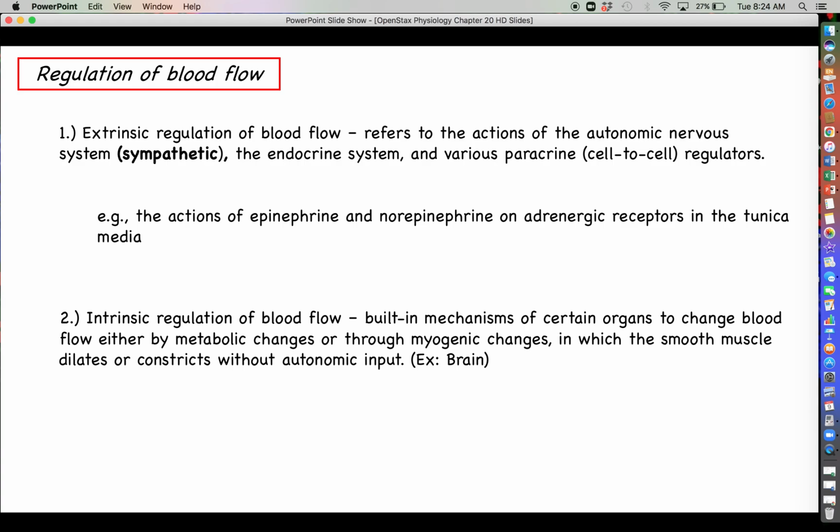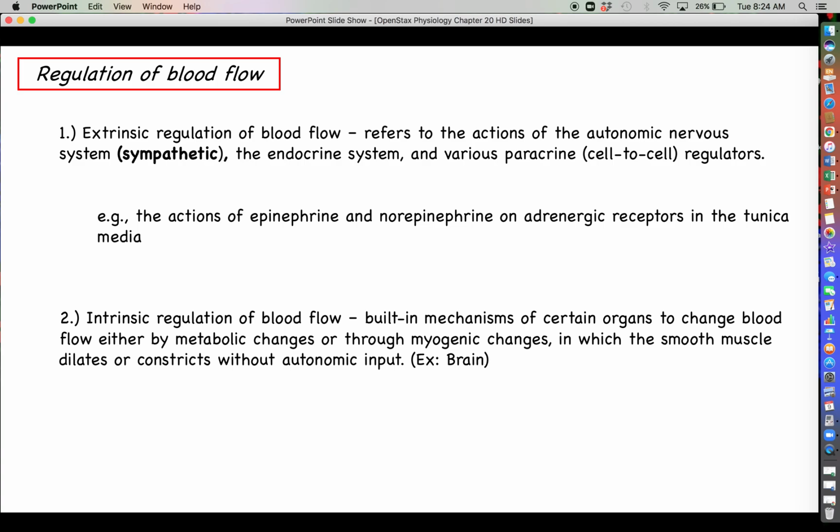A second way is through what's called intrinsic regulation of blood flow. This refers to built-in mechanisms by which organs can regulate their own blood flow without the need for outside influence from the sympathetic division of the autonomic nervous system. These tend to happen through either metabolic changes or myogenic changes, meaning that in a sense the smooth muscle can regulate itself in conjunction with that organ's ability to sense its need for nutrients.